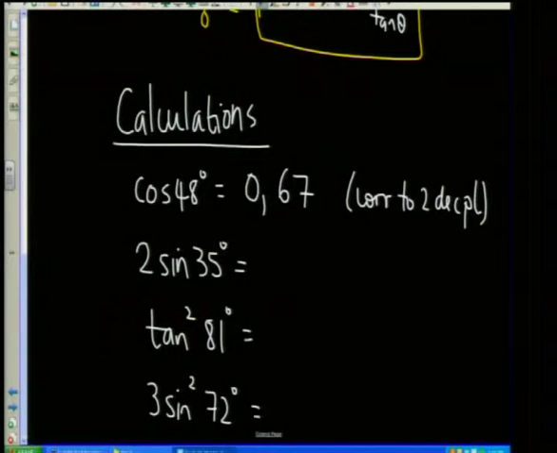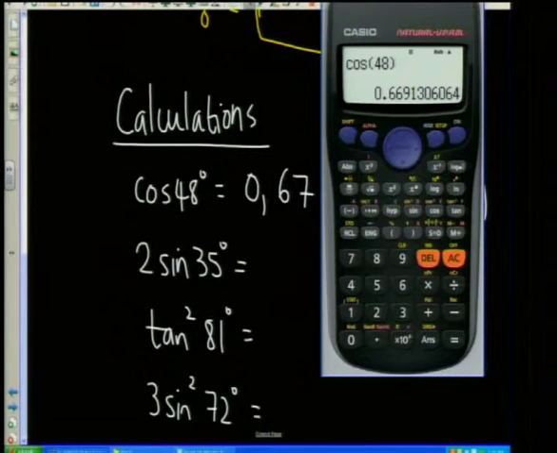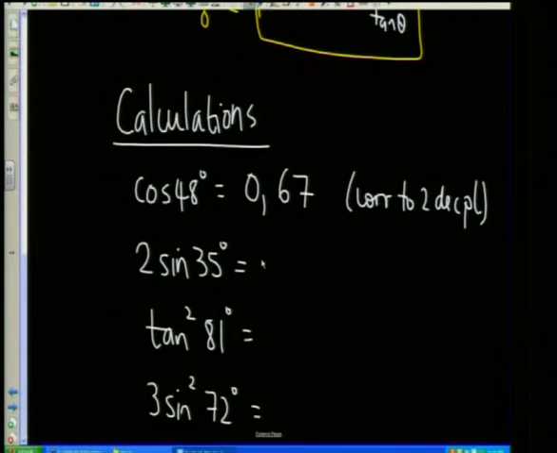Then 2 sine 35, we would have a coefficient of 2, so we're doubling whatever sine 35 is. So double what sine of 35 degrees is, and that gives us 1,15.